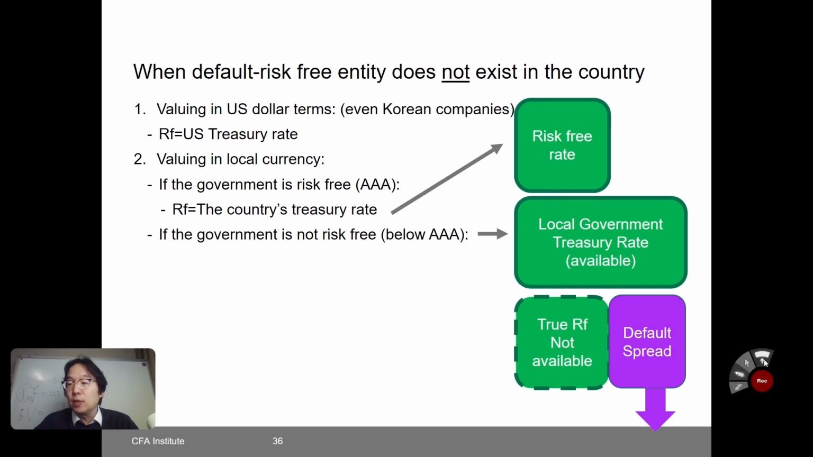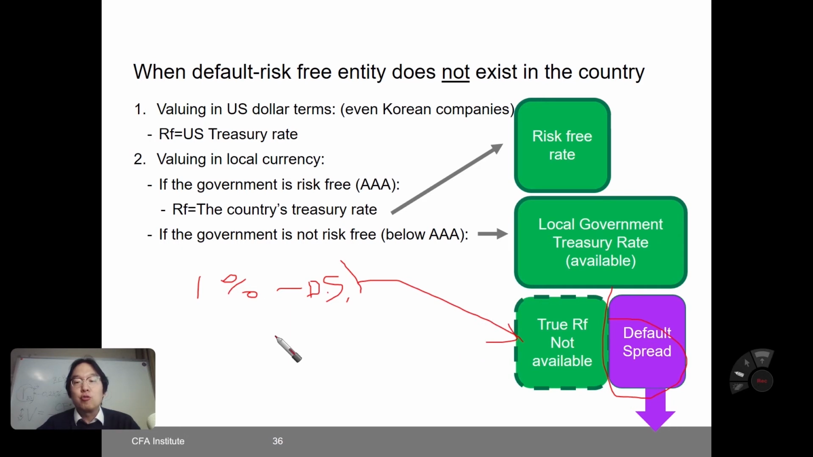Let me write it down over here. Korean government local currency treasury rate. Let's say that's 1%. Okay, but that is not really true risk-free rate because the Korean government still has a chance that in the future they may declare bankruptcy, in the worst case. So what is their risk? And associated with that risk, there must be some default spread associated with it. So we're going to take the default spread out of it to get to the true risk-free rate of Korean government. Okay, so that's what we are going to do, right?